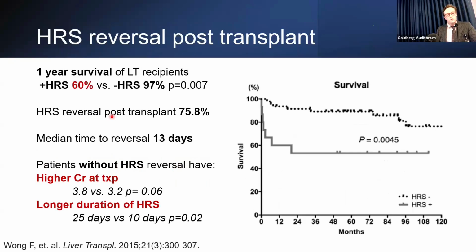Now, HRS reversal post-transplant. If you don't have HRS reversal after transplant, 60% of you will survive, 40% of you will die within 1 year after transplant. So if you go into transplant with HRS and you don't recover your renal function, the survival is 40%. Having said that, about 3/4 of patients will have HRS reversal after transplant. Lower creatinine and shorter duration of HRS pre-transplant obviously portend a more favorable prognosis.